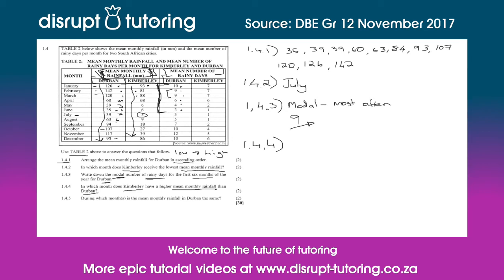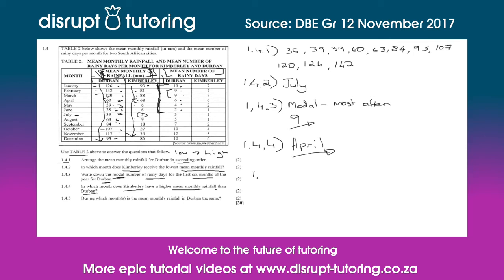April is 60 and 68. So you can clearly see that 60 is lower than 68. So we know that the month that this occurs is April. That's the 1 month that it applies to. Continuing again then for May, 39 is still higher than 6, 35 is higher than 6, 39 is higher than 3, 63 is higher than 9, 84 is higher than 18, 107 higher than 27, 117 is higher than 39, and 93 is higher than 86. So the answer is April.